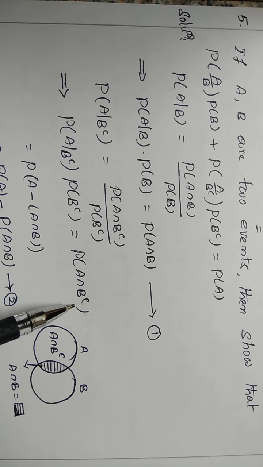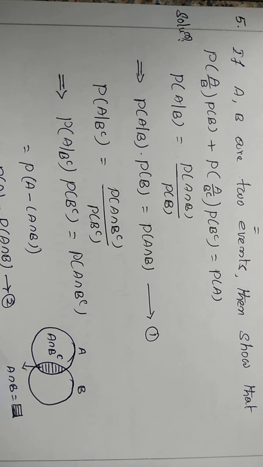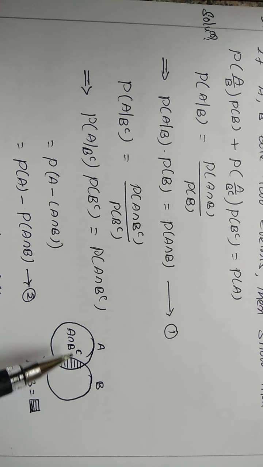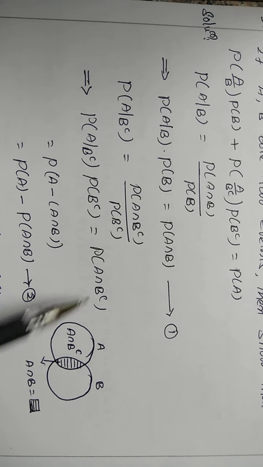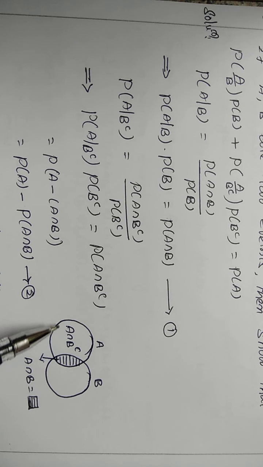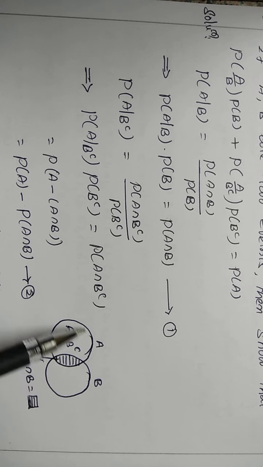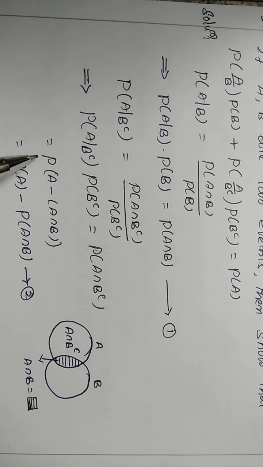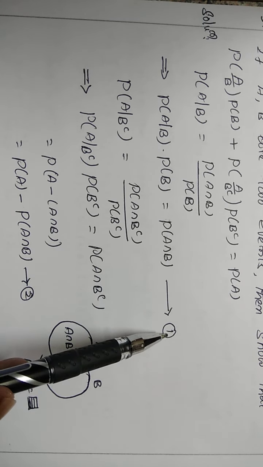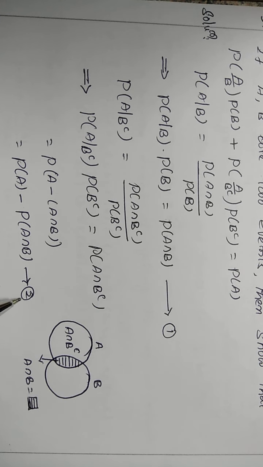A intersection B complement. You observe this figure. A intersection B complement is equal to this one. This is equal to A intersection B. So this is equal to A minus A intersection B. This is equal to P of A minus A intersection B. That is equal to P of A minus P of A intersection B. This is equation number 1. This is equation number 2.